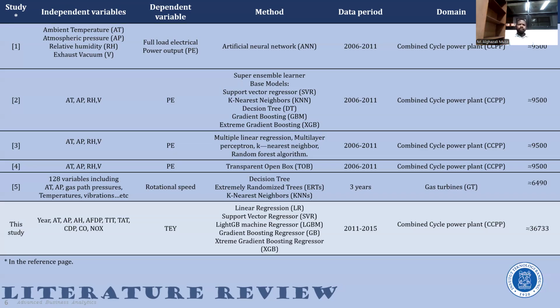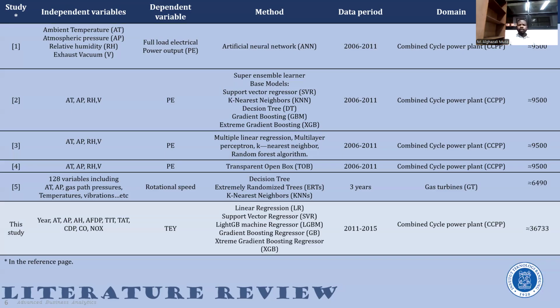In our case, I used data collected for the same purpose, but over a different time span, from 2011 to 2015, which means four years. It comes from different sensors measuring different things, ambient temperature, ambient pressure, and many other things that we will illustrate soon. So the data set is around 36,000 samples.